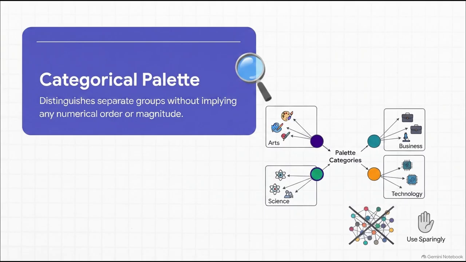But quick word of caution here. You've got to use this sparingly. If you have 20 different categories and you assign a unique color to every single one, you're forcing the viewer to constantly bounce their eyes back and forth between the chart and a massive legend. That creates massive cognitive load, which completely defeats the purpose of visualizing the data in the first place.